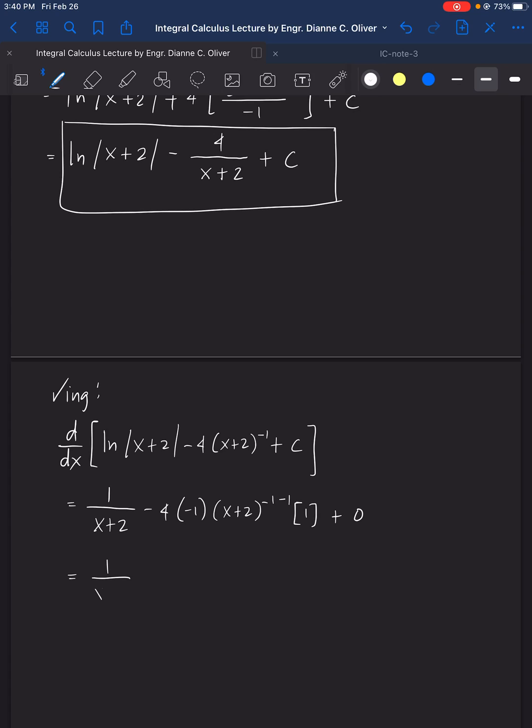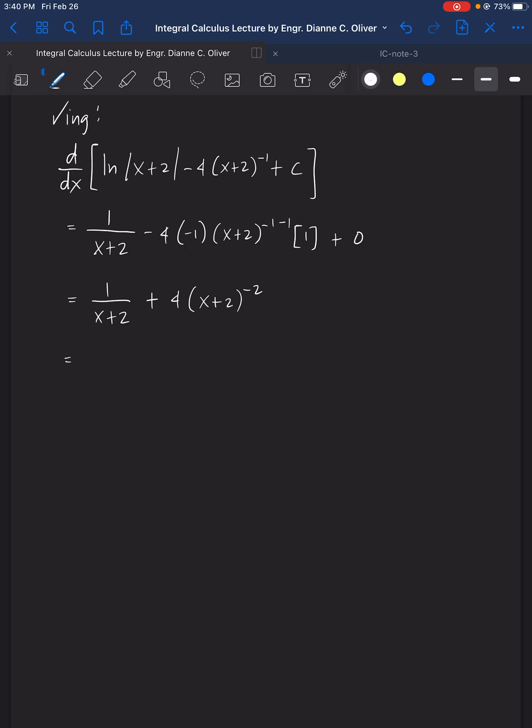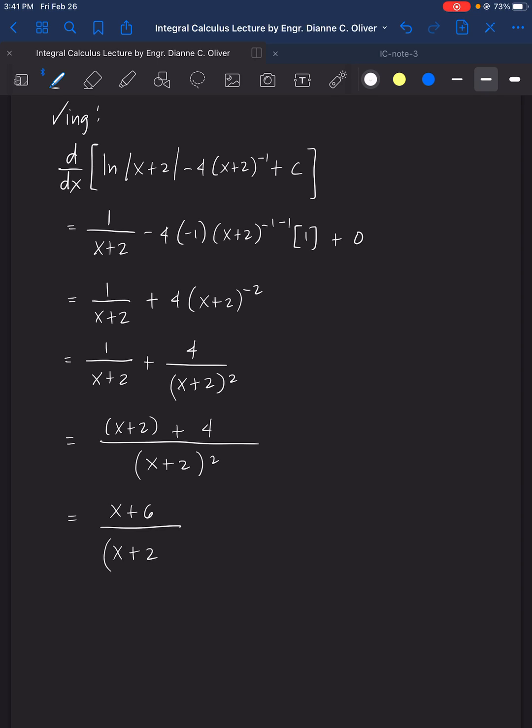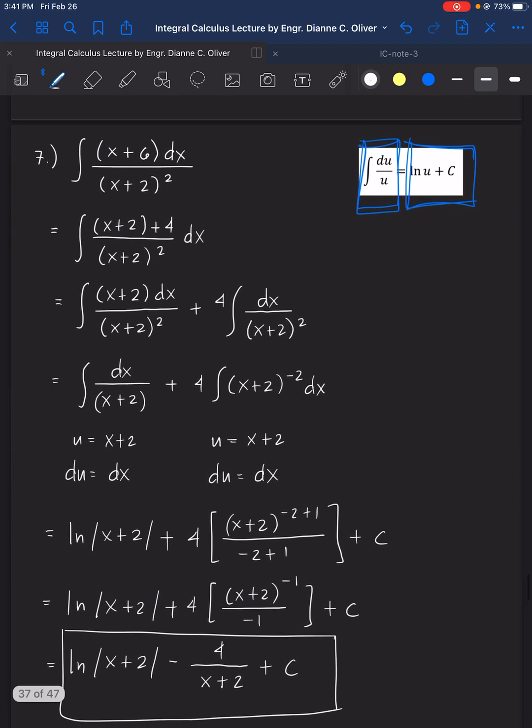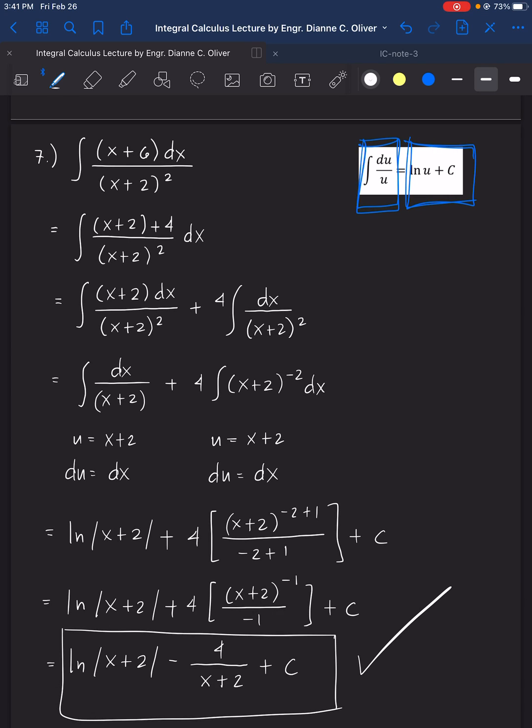This is equal to 1 over x + 2. This becomes positive 4 (x + 2) to the negative 2. Then 1 over (x + 2) plus 4 all over (x + 2) squared, that is equal to (x + 2) over (x + 2) squared. This is x + 2 + 4, therefore (x + 6) all over (x + 2) squared. So this is similar with the given. Therefore, this answer is correct. So that is for number 7.